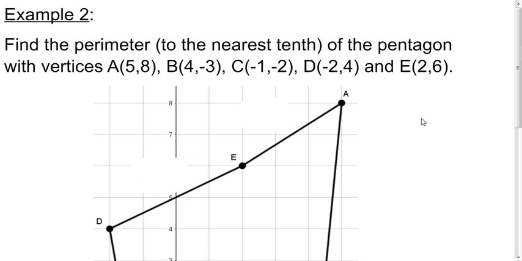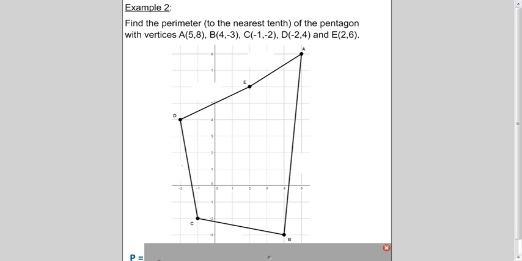Now we're not always going to have a triangle. We could have other figures. So here we have a pentagon. We'll zoom out for us. And first we want to figure out its perimeter to the nearest tenth. So try that on your own, and I'll show you my solution.